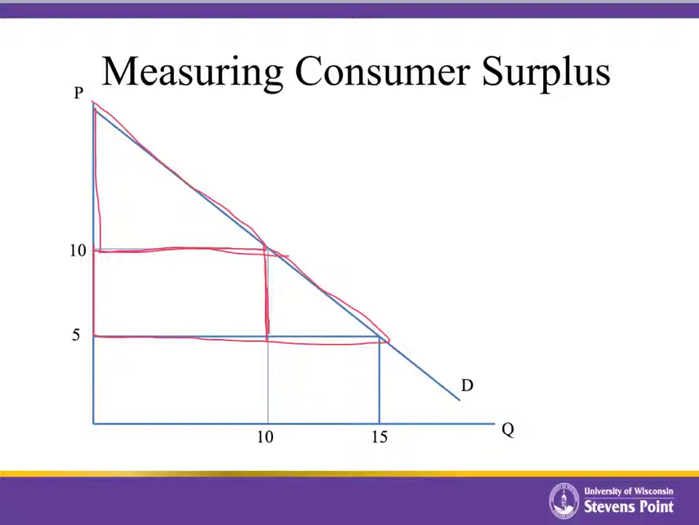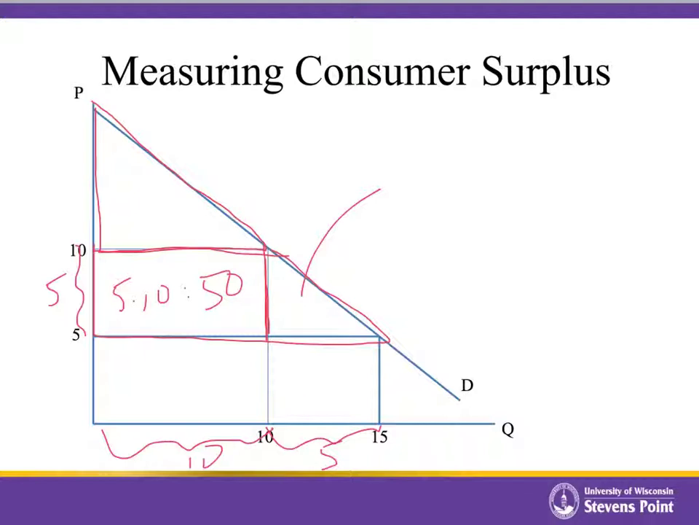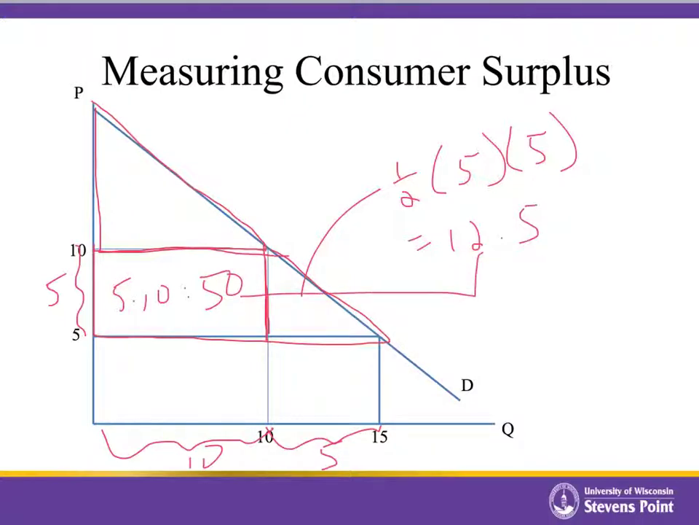So for the rectangle, we've got a height of 5 and a base of 10. So the area of the rectangle would be 5 times 10 equals 50. And then for the triangle, again, we have a height of 5, and here we have a base of 5. So the area of the triangle would be 1/2 the base of 5 times the height of 5. So 1/2 of 25, which would be 12.5. And so we add those two areas together to find that consumer surplus has gone up by 62.5.